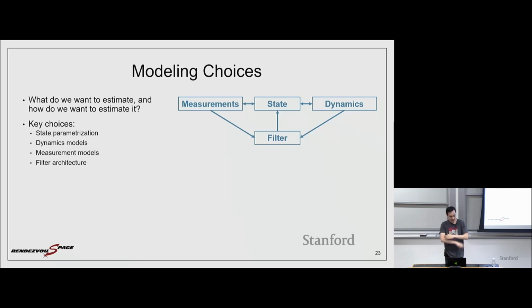So here we come up with the modeling choices we're faced with. Ultimately, what do we want to estimate and how do we want to estimate it?